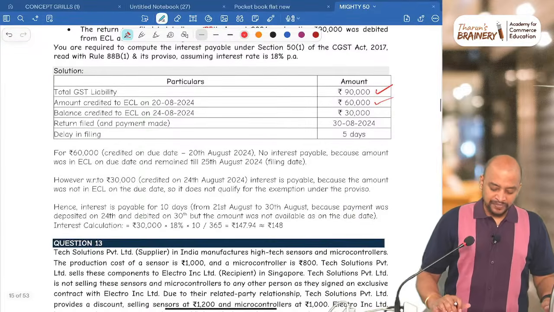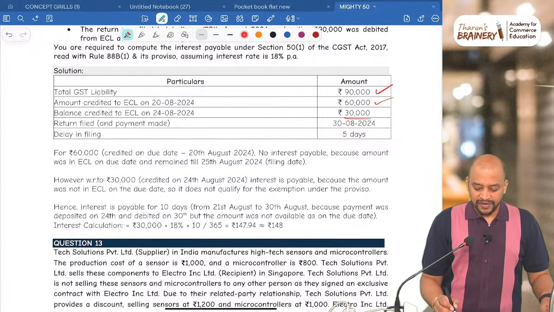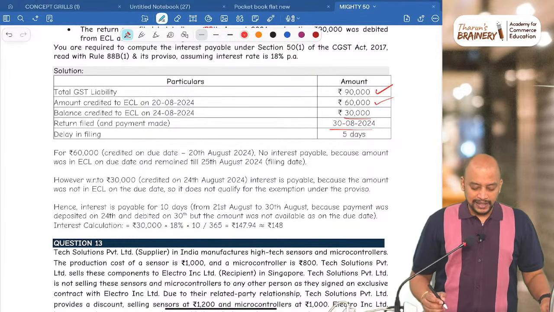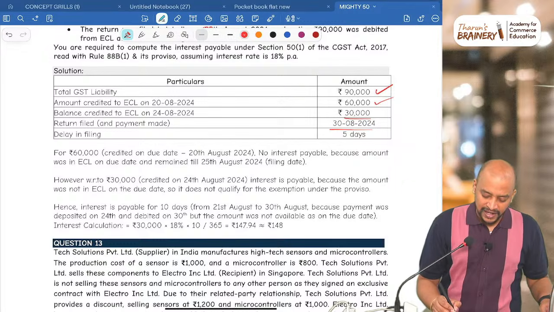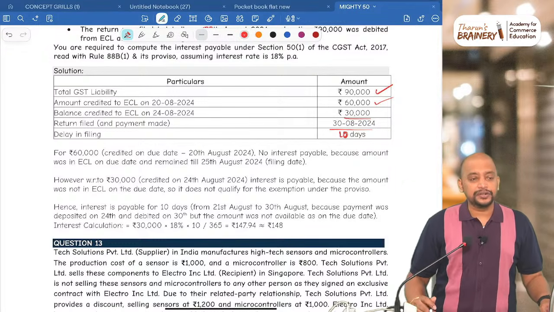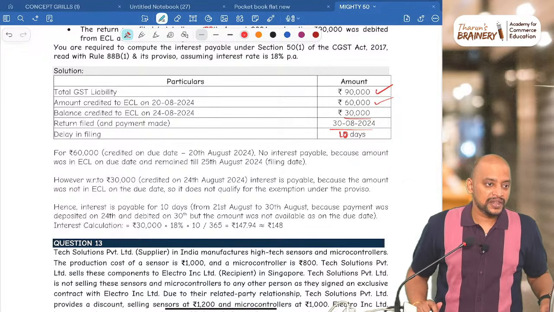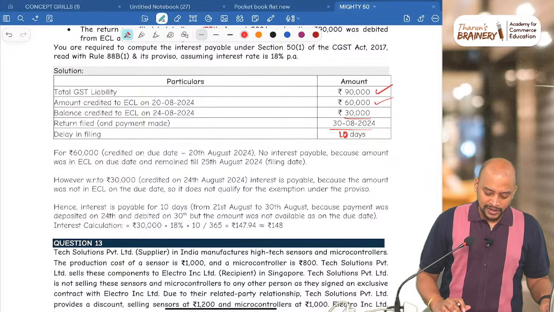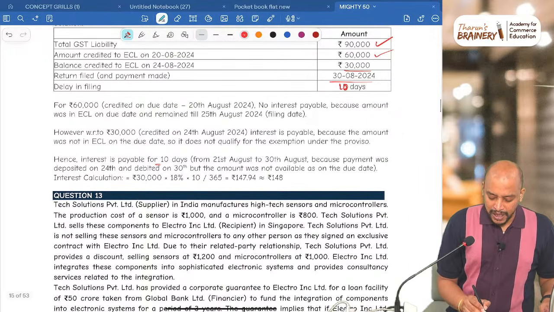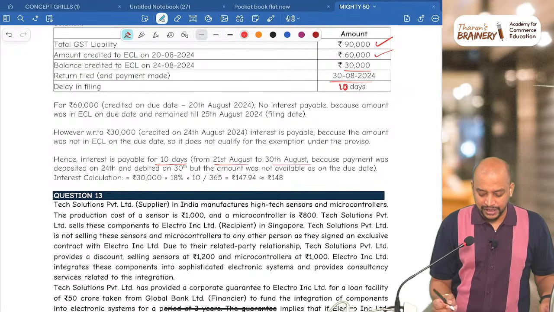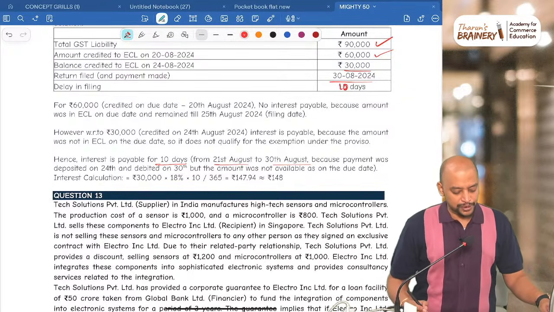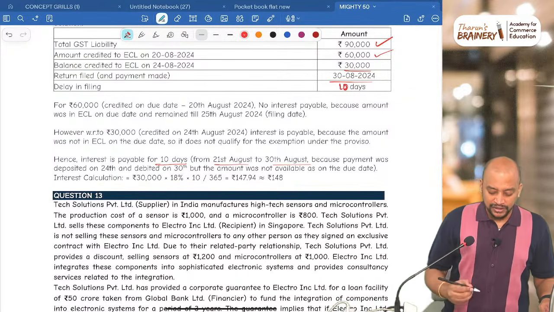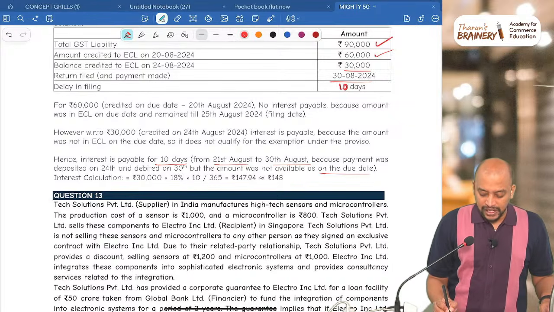So see this. 30,000 return filed and payment made on 30th August. Delay in filing. So what is the delay in filing? 10 days. So we need to take 10 days as the delay in filing. Correct? 20th August to 30th August. So interest will be computed for 10 days. Interest is payable for 10 days from 21st August to 30th August because the payment was deposited on 24th and debited on 30th. But the amount was not available as on the due date.